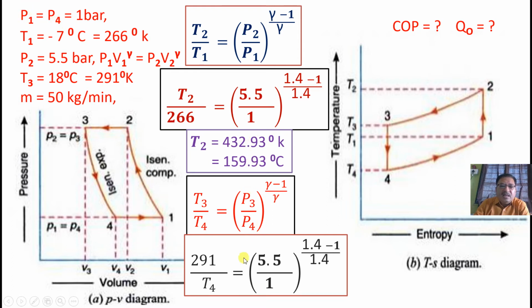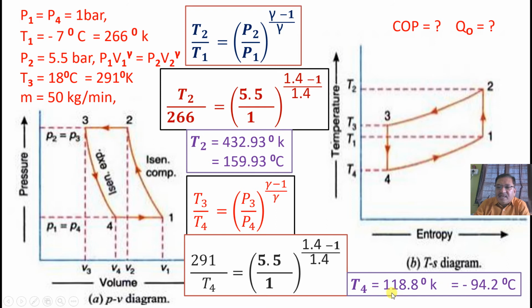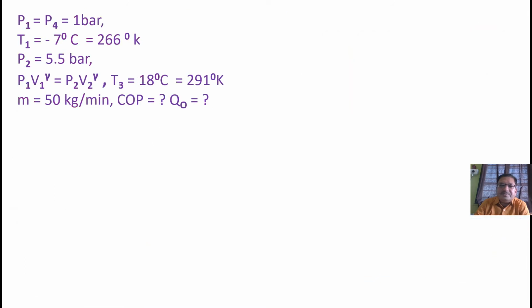Now T3 temperature is known to us. It is given in the problem, that is equal to 18 degree centigrade. 18 plus 273, that is 291 degree Kelvin. Only T4 is the unknown. So from this equation we get the value of T4 as 118.8 degree Kelvin, and that is equal to minus 94.2 degrees centigrade. If you subtract 273 from 118.8, you get minus 94.2 degree centigrade. That is the value of T4 temperature.